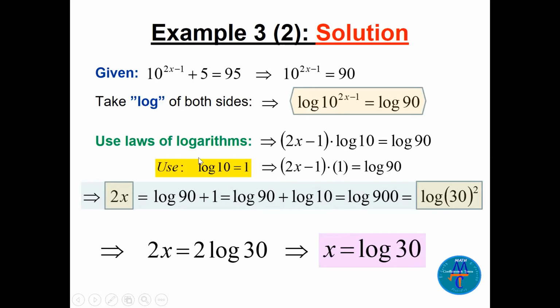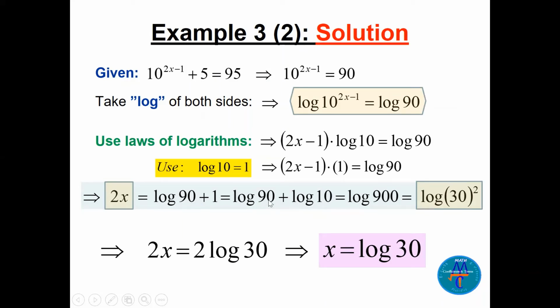So now we use the laws of logarithms. 2x minus 1, all of it, this is the power, becomes down here. Log of 10, always this is 1. Log 90. So now 2x, you see 2x minus 1 times 1. So I take minus 1 on the other side now, becomes log of 90 plus 1.